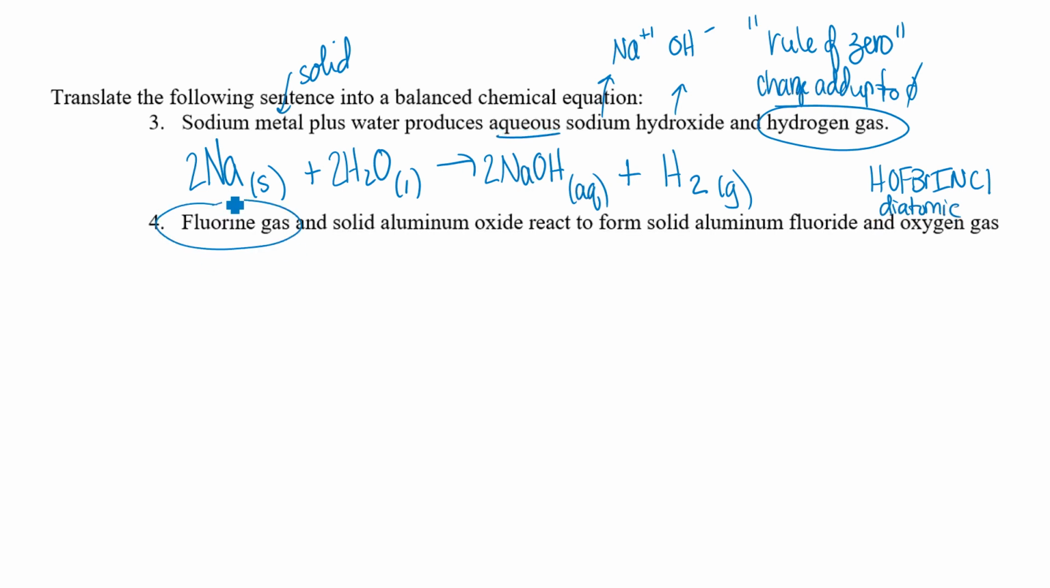Fluorine gas, it's an element. It is part of Hofbrinkel. So fluorine gas is diatomic, it's F2.